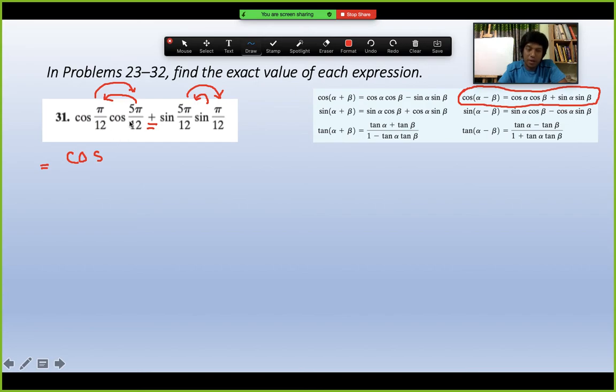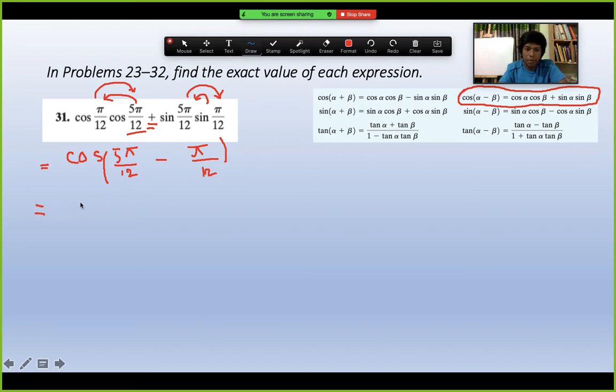Anyway, so what I was trying to say here is, see, cos alpha minus beta. What I am thinking here is, I can consider this alpha here in this math. Other way is also possible, I will show you the other way also. So I can write here 5 pi by 12 as alpha, and then pi by 12.